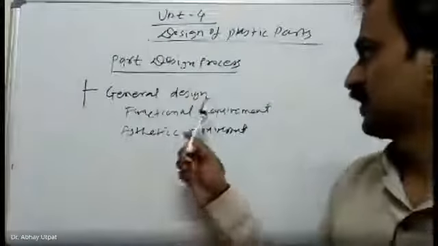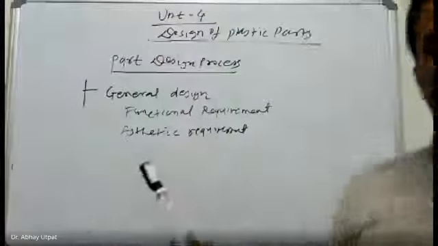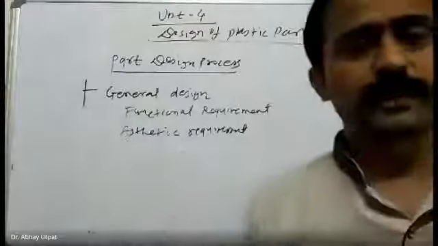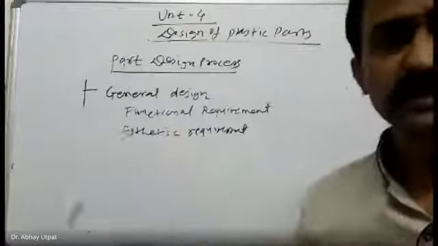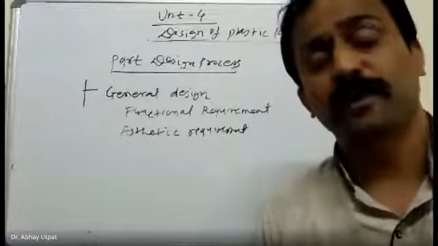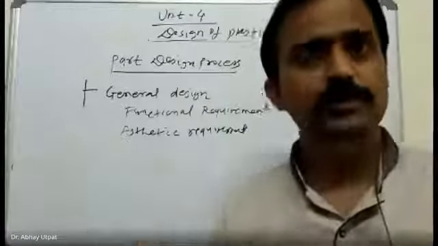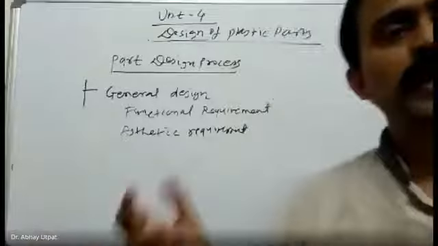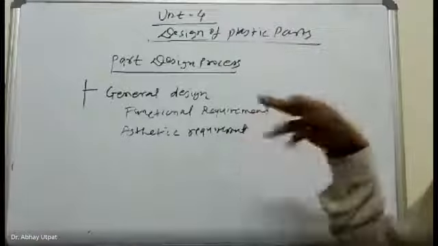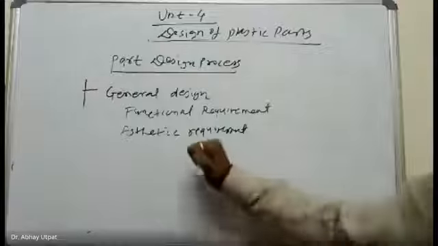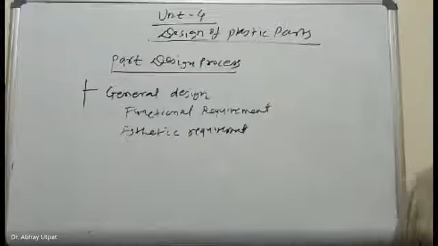So the first requirement was the functional requirement. The second requirement is the aesthetic requirement. The first requirement tells how it will perform, or how you have planned it to perform, because you are going to design it: how you have planned it to perform and how it will actually perform. Then, what are the requirements of the aesthetic look?